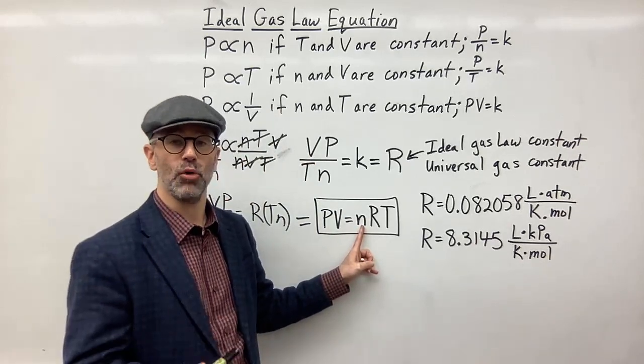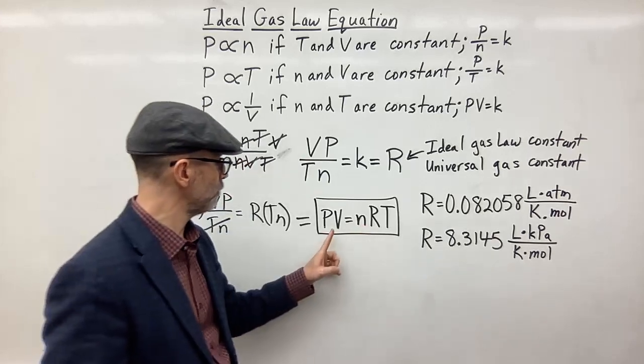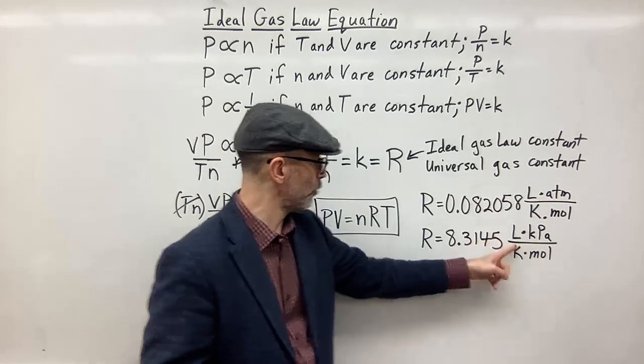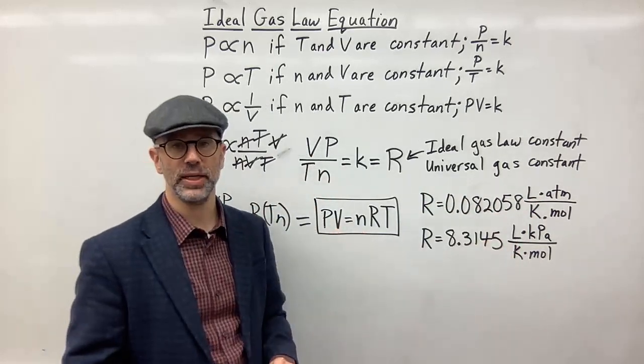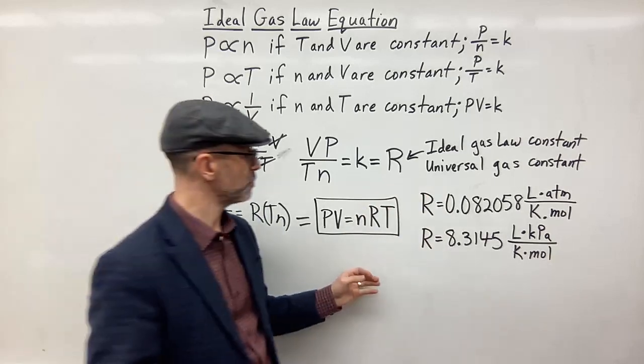So if you're not given moles, if you're given a mass, then you got to convert that to moles. And then finally, volume has to be in liters. So you see in both of these, you have L for liters. So volume should be in liters if you're going to use the ideal gas law to solve a problem.